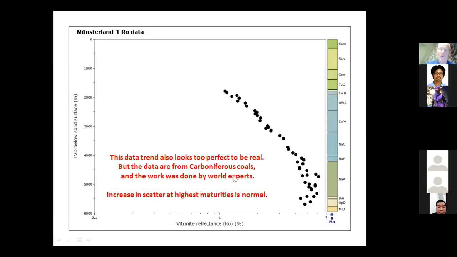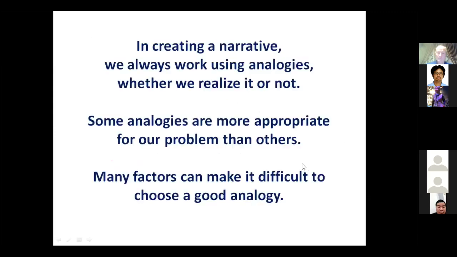The work was done by world experts. And in fact, this is the part of the world where vitrinite reflectance was developed as a technique. So I think the data are about as good as any data set you're ever going to see. The increase in scatter down here at extremely high maturities is normal and not anything to worry about. So I think we could certainly model this part of the curve with very high confidence.